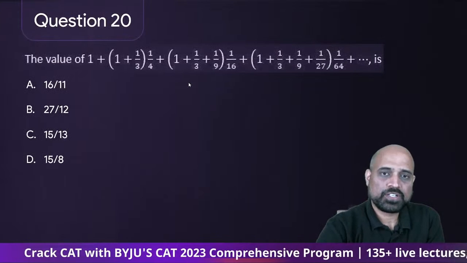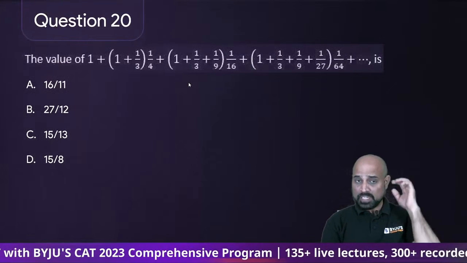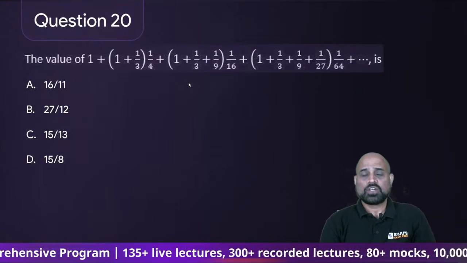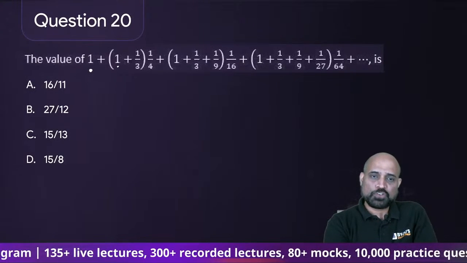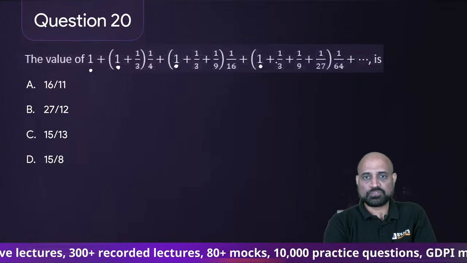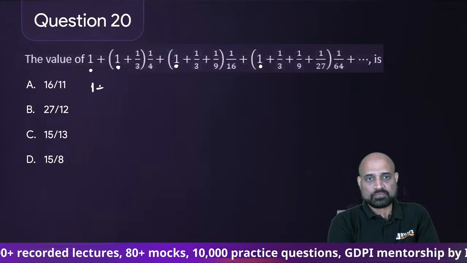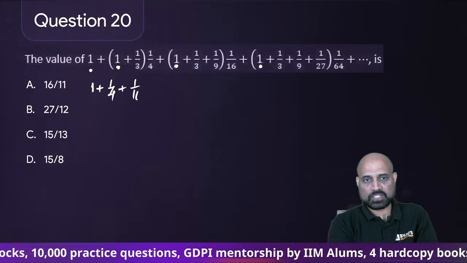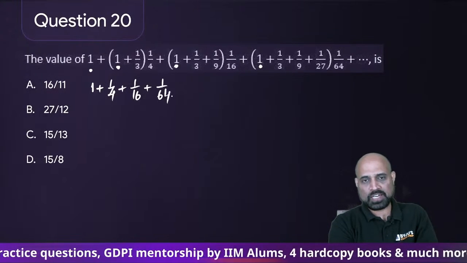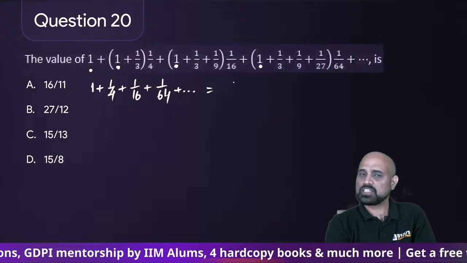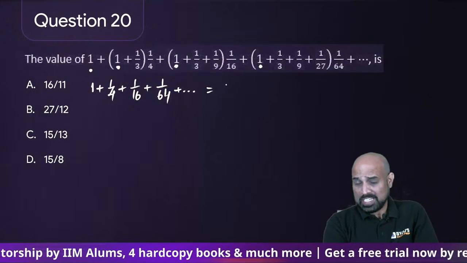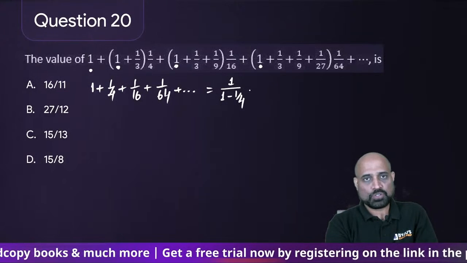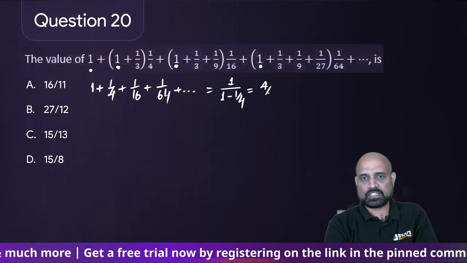Okay, question number 20. The value of 1 plus 1 plus 1 by 3 into 1 by 4 and so on. So what I'm going to do is first pick up the first term from each bracket. This will result in 1 plus 1 into 1 by 4 plus 1 into 1 by 16 plus 1 into 1 by 64 and so on. So this is an infinite series with a common ratio less than 1. It is given by a upon 1 minus r. So the common ratio is 1 by 4. So from here we'll get the sum as 4 by 3.